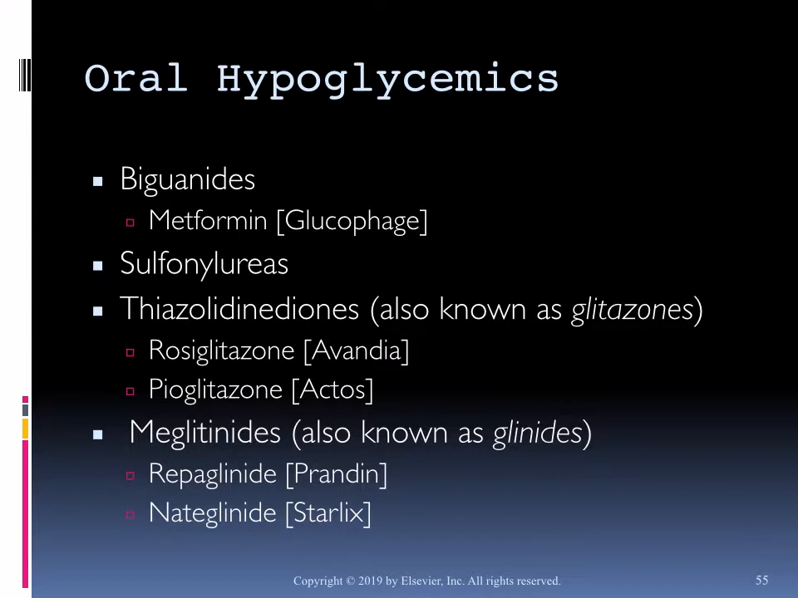a biguanide reduces the production of glucose within the liver by suppressing gluconeogenesis and the release of the breakdown of sugars through the liver, and then it increases the muscle's glucose uptake and use, and it's one of the first categories that we had. It's got quite a few side effects, GI effects, anorexia, nausea, diarrhea.